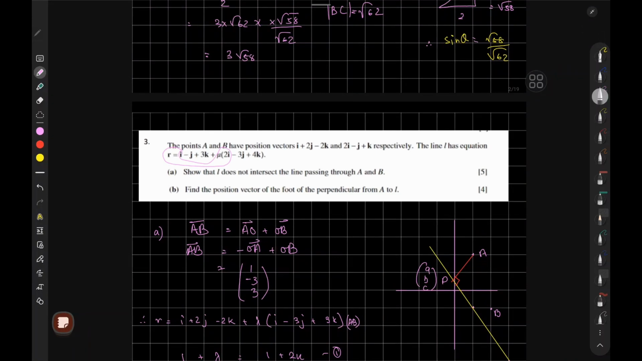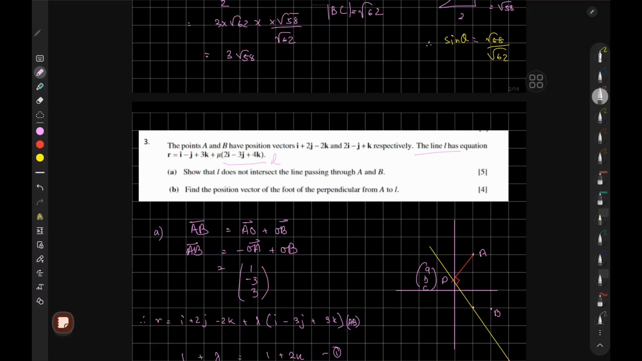Great. So question 3, the points A, B have position vectors i plus 2j minus 2k and 2i minus j plus k respectively. The line L has this equation. If you remember, I already told you, this is your starting point, this is your magnitude, this is your direction. So they've given you the vector equation for line L.